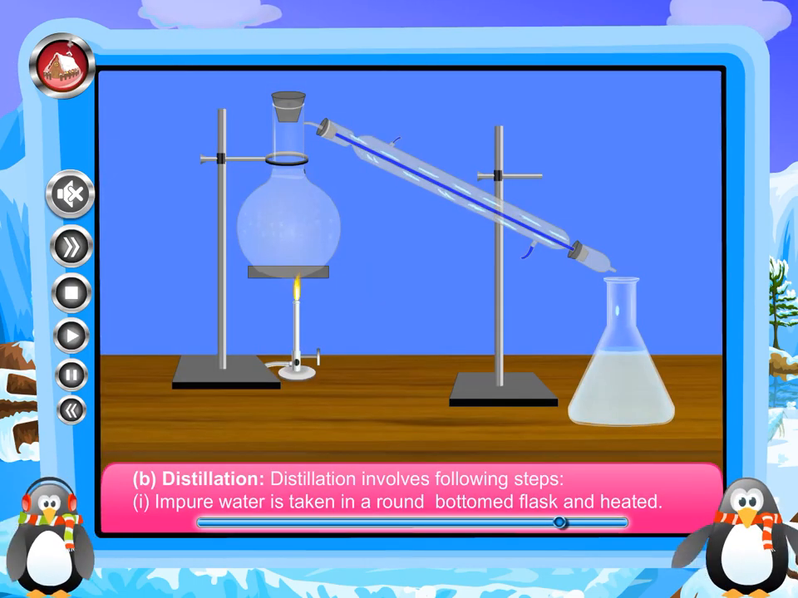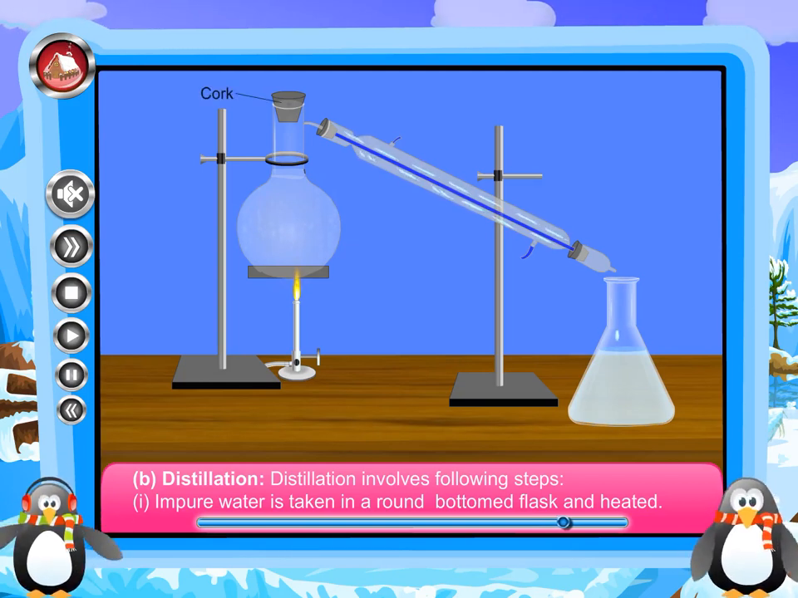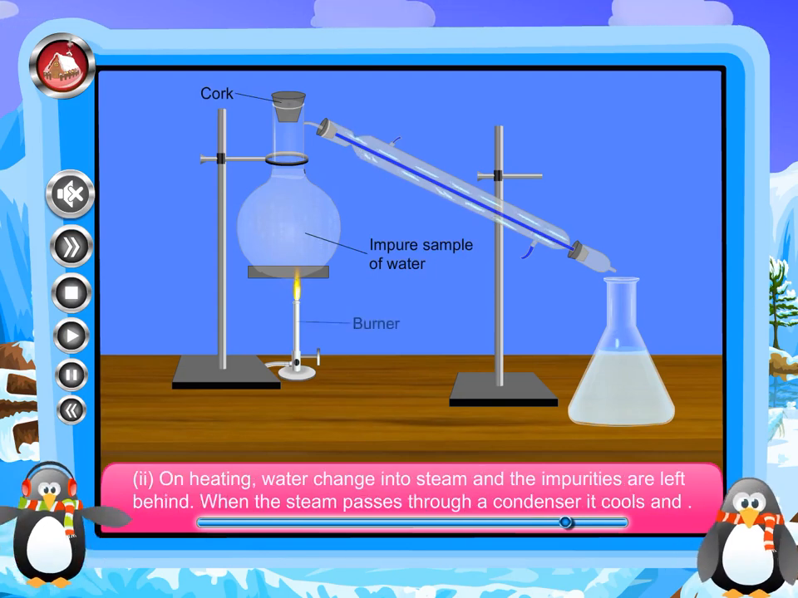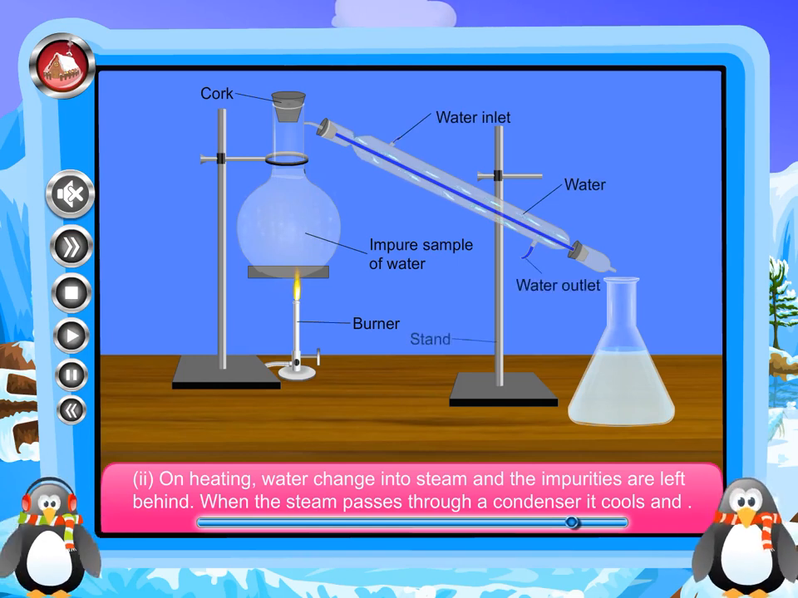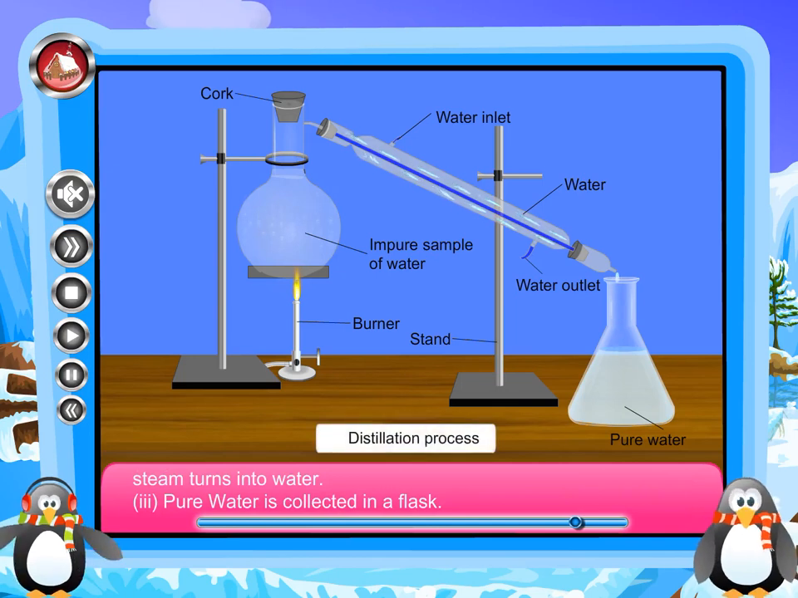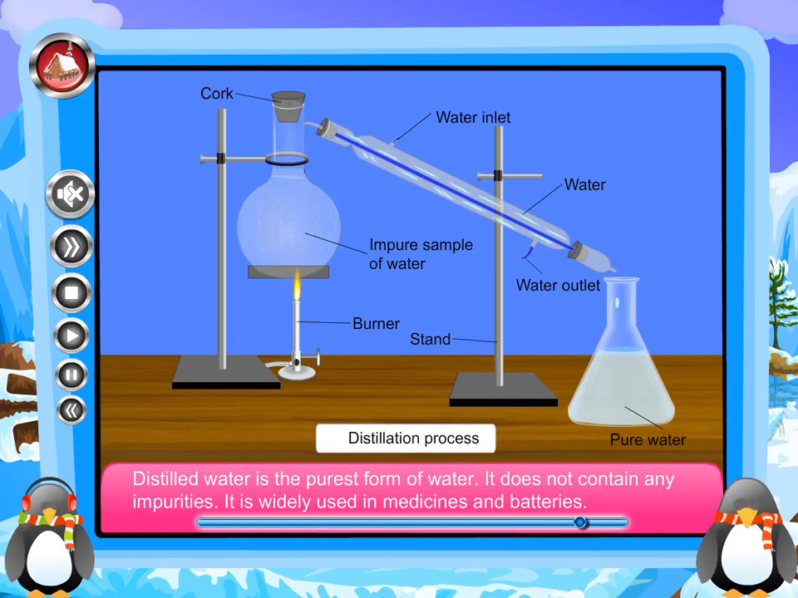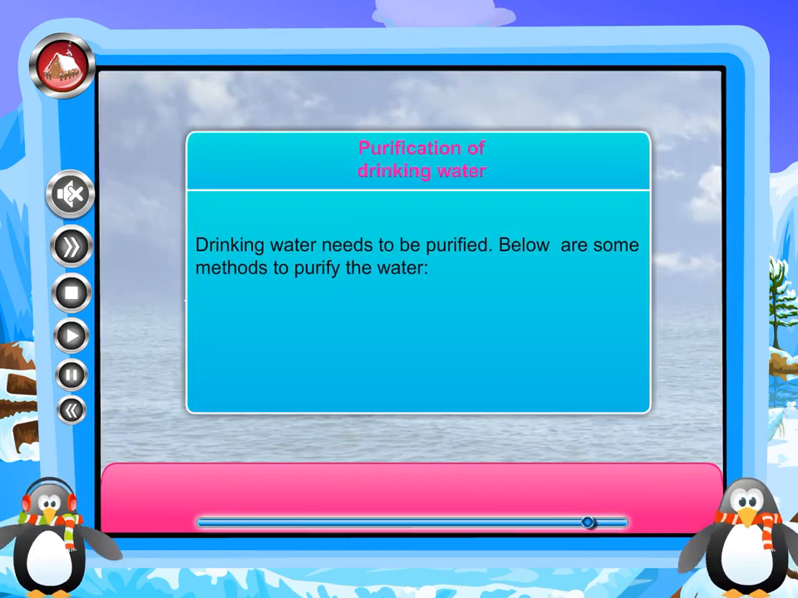Distillation. Distillation involves the following steps. Impure water is taken in a round bottomed flask and heated. On heating, water changes into steam and the impurities are left behind. When the steam passes through a condenser, it cools and turns into water. Pure water is collected in a flask. Distilled water is the purest form of water. It does not contain any impurities. It is widely used in medicines and batteries.